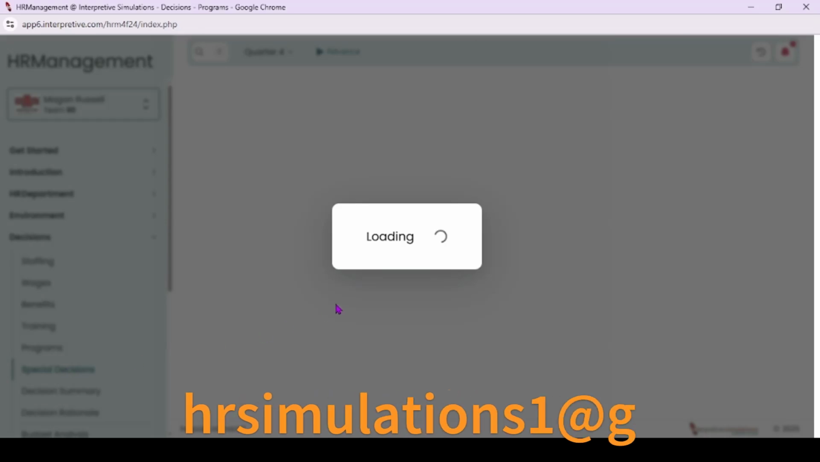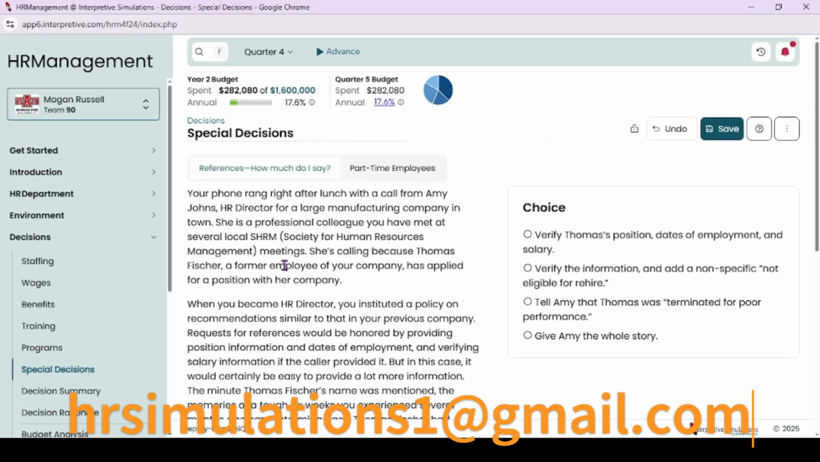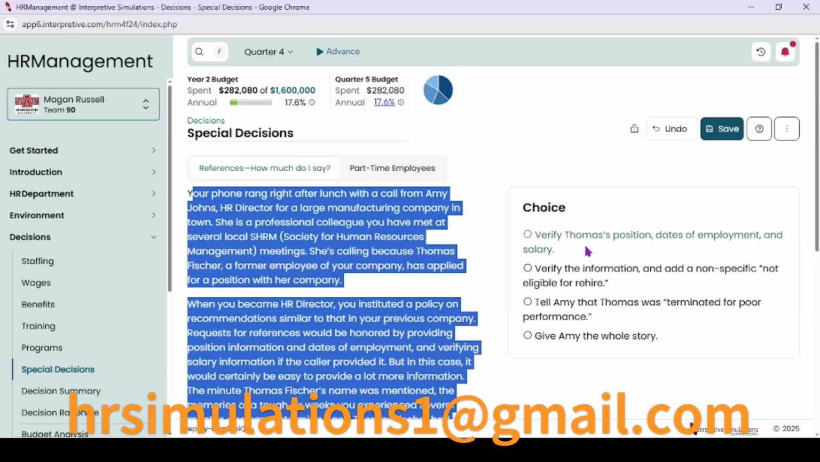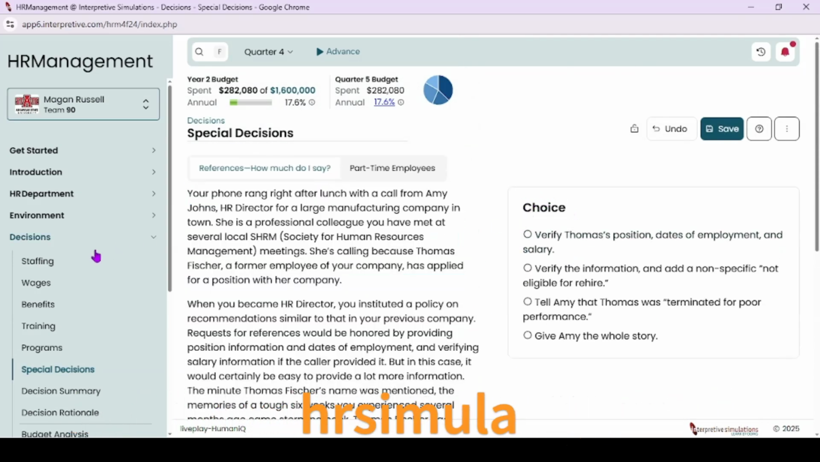Next, lastly, we have the special decisions. Under the special decisions, you need to make your decisions. You need to read this case study, and then come up with a choice for this. So that one I'll do it later.